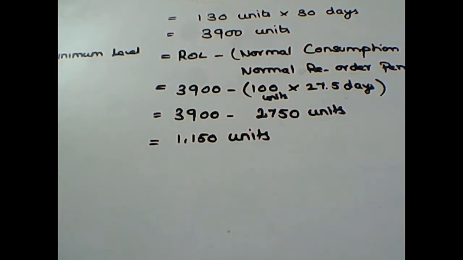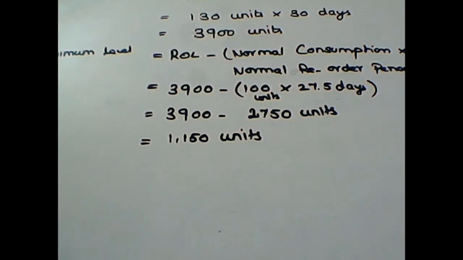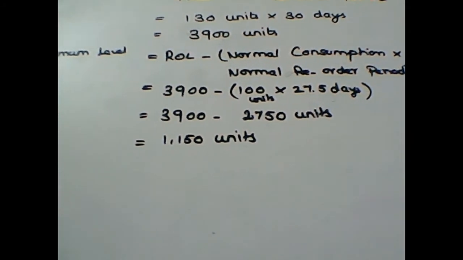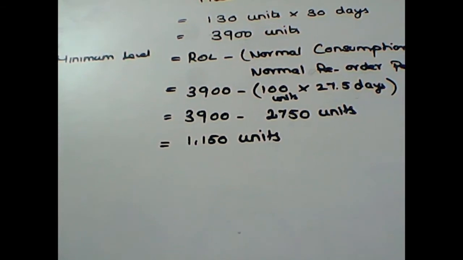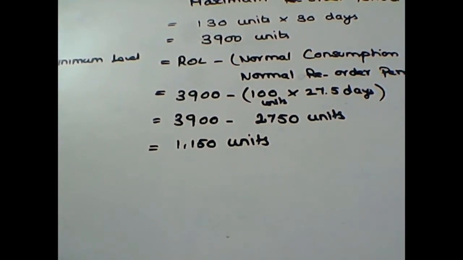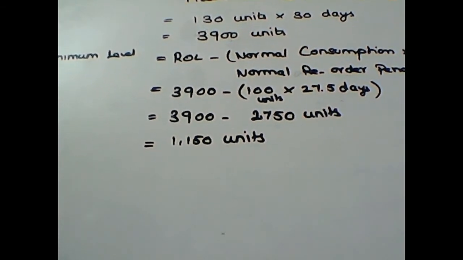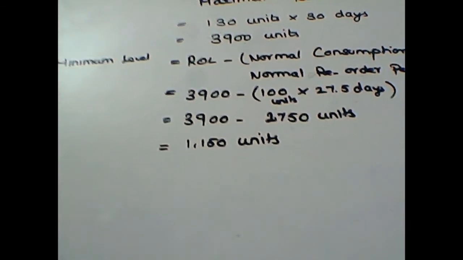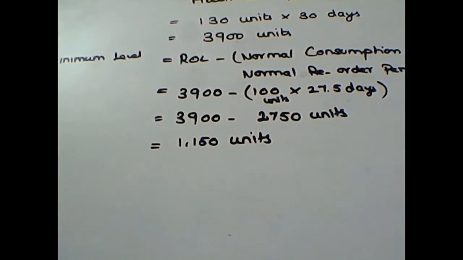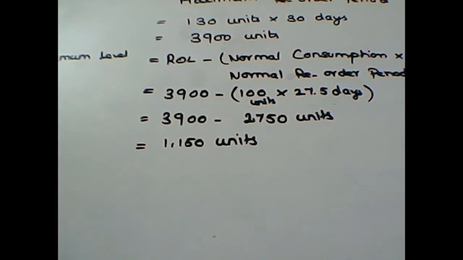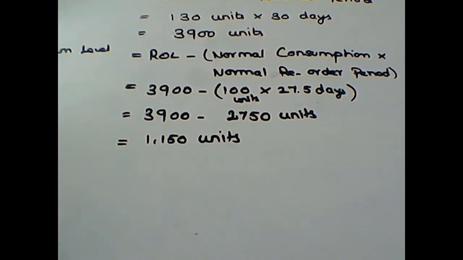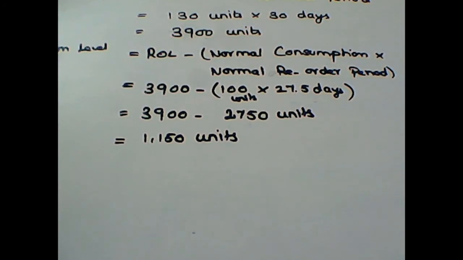Now, next we are going to calculate the minimum stock level. So here this is the minimum stock level formula. Minimum stock level equals ROL. What is meant by ROL? ROL means reorder level. Reorder level minus normal consumption into normal reorder period. So the formula for minimum stock level is ROL, reorder level, minus normal consumption into normal reorder period.